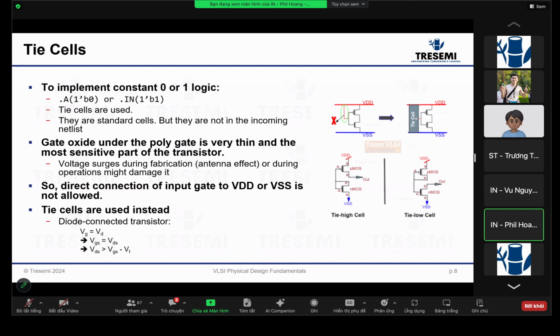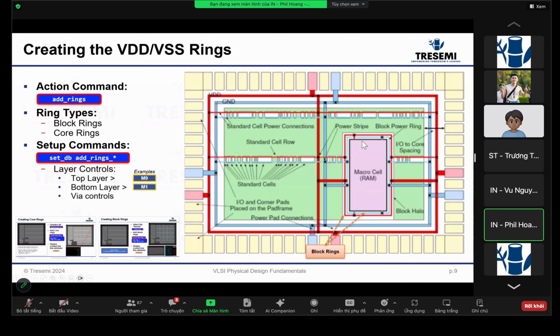Okay, so that's power net connection. So now, how do you build the different things, starting with a ring, right? So a ring, like I said, 2 rings, core rings and macro rings, or block rings. A block really is just a macro or custom cell. They call it a block, meaning a cell, but bigger than a standard cell. So you use a command add rings to do that.